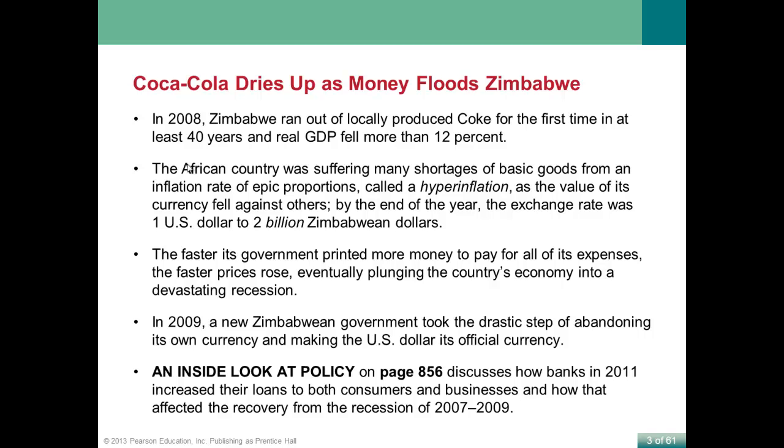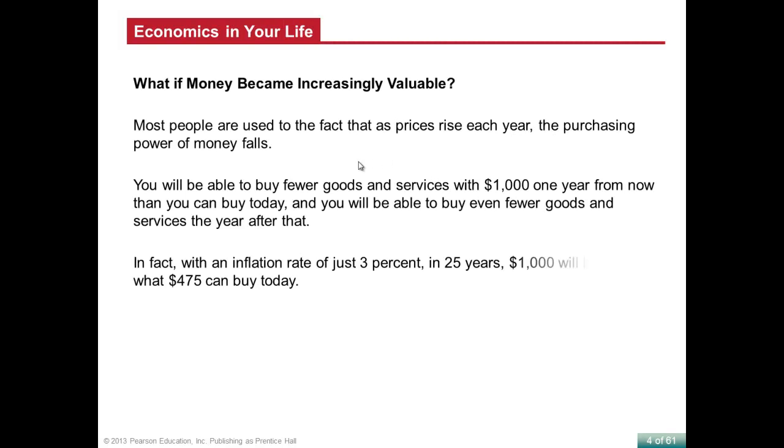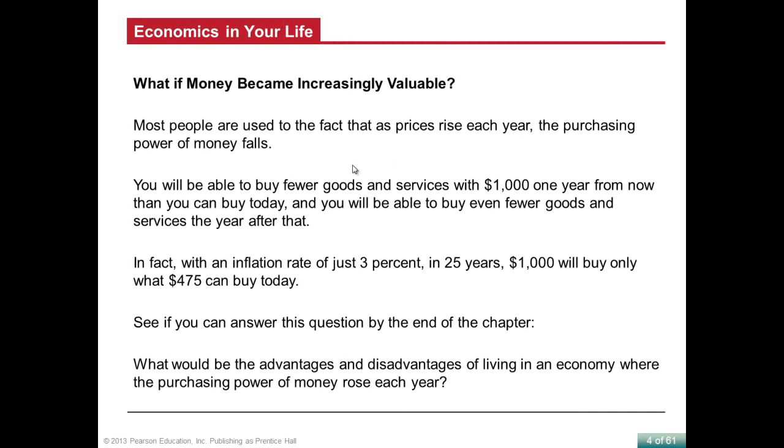The faster its government printed more money to pay for all of its expenses, the faster prices rose, eventually plunging the country's economy into a devastating recession. In 2009, a new government took drastic steps, abandoning its own currency and making the US dollar its official currency. We'll talk about how this happens and what happened to both businesses and consumers in the recovery from the recession. So, what if money became increasingly valuable?